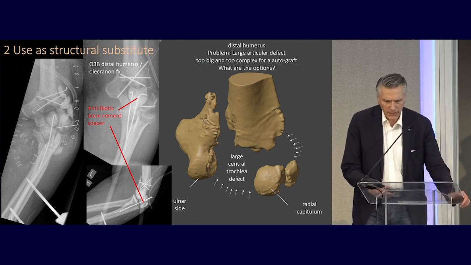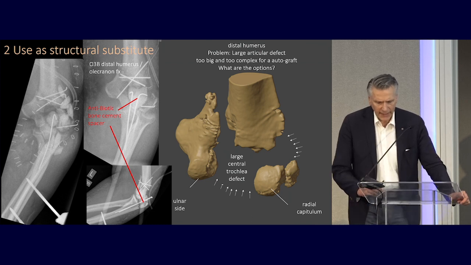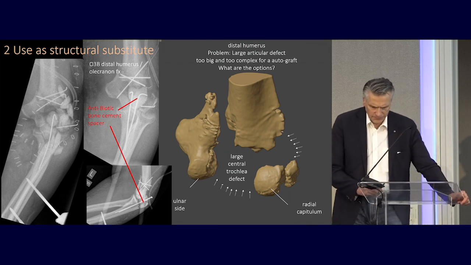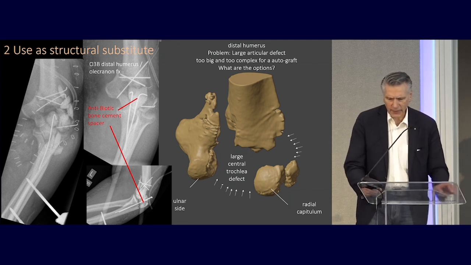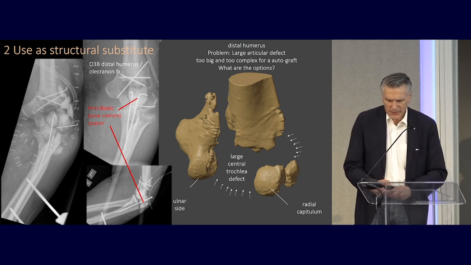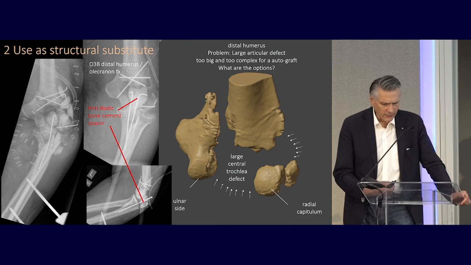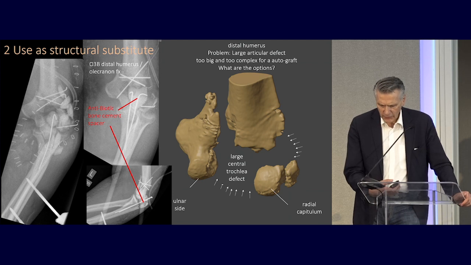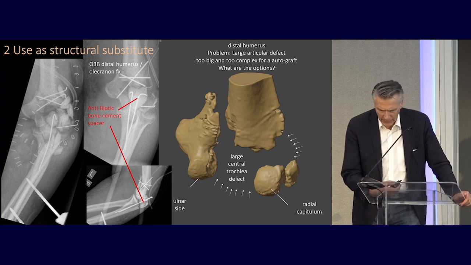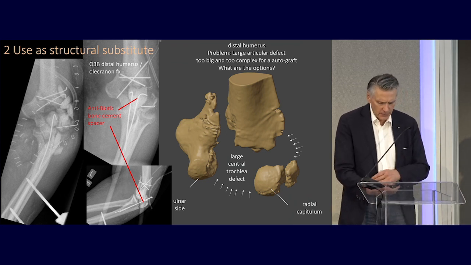That's a gentleman who fell 8 meters through a roof and had a femoral fracture and an open defect fracture of the distal humerus. The large central piece of the trochlea was missing. We still had a piece left on the ulnar side, and we still had a little piece of the capitulum and the slip for the radial collateral ligament, but the large central part is missing.